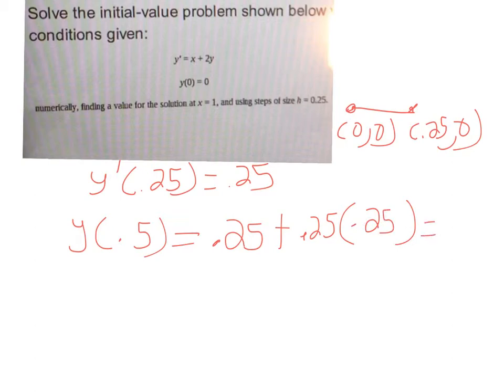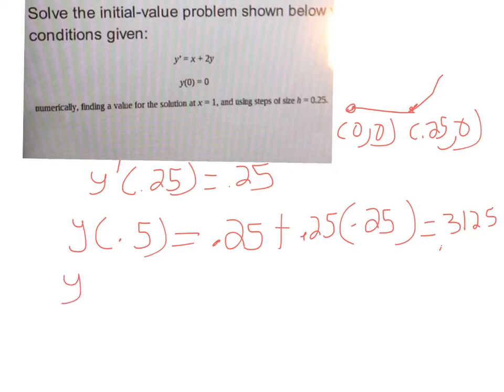Let's work this out. Let's see if this is doable without a calculator here. 0.25 plus 0.25 times 0.25. Looks like a calculator question. 0.3125 is what that's going to be. But you'd be able to use your calculator. So 0.3125 is going to be our estimate for the height at x equals 0.5. So this thing's kind of traveling up now. We're at a height of 0.3125.